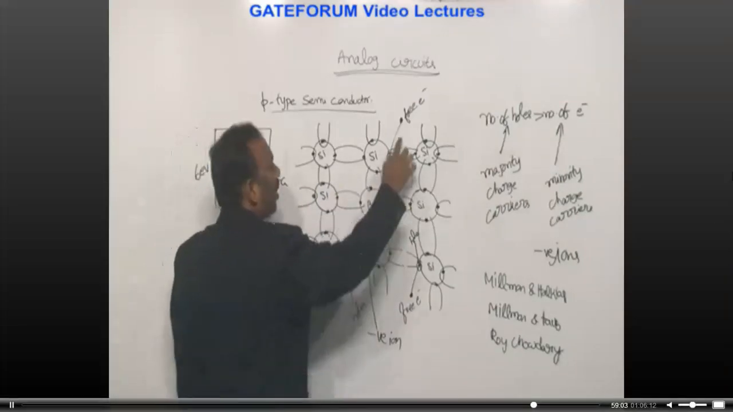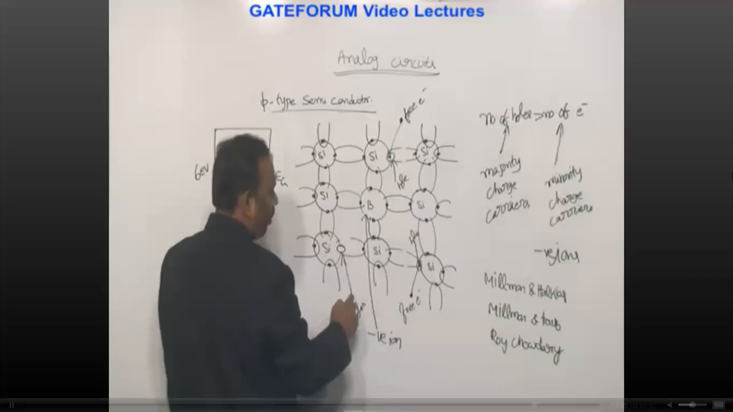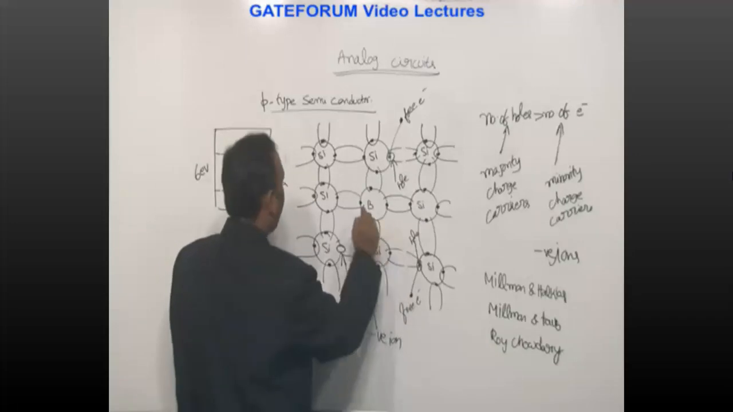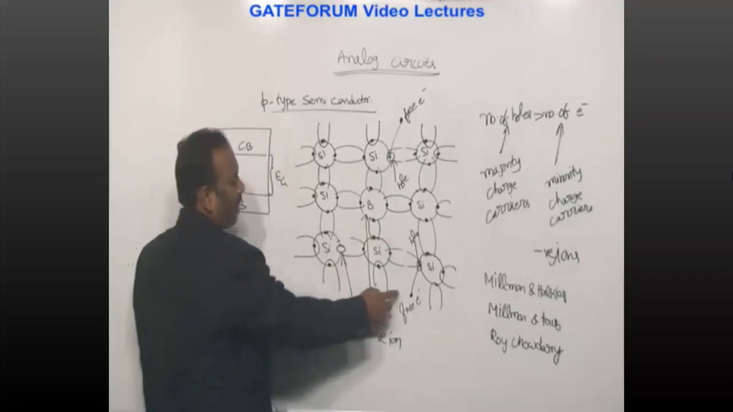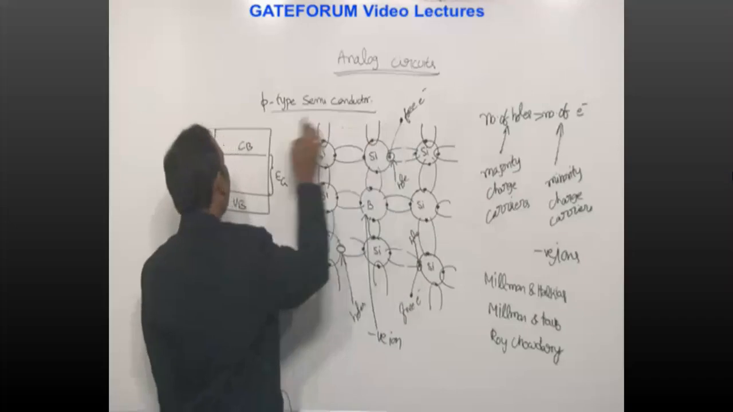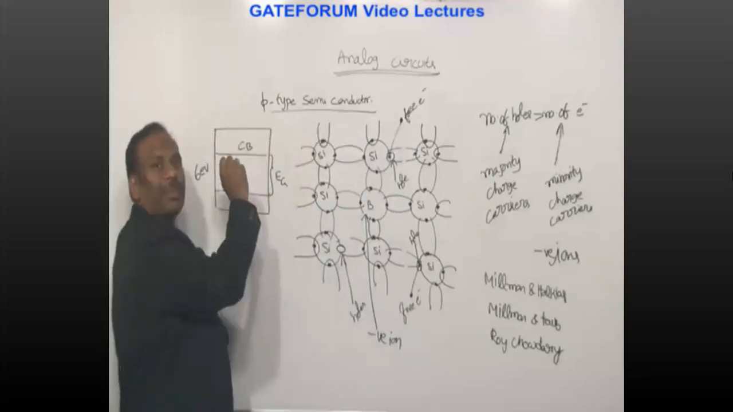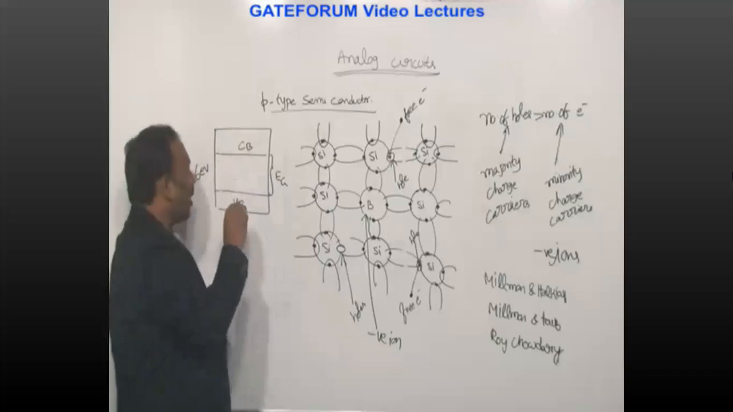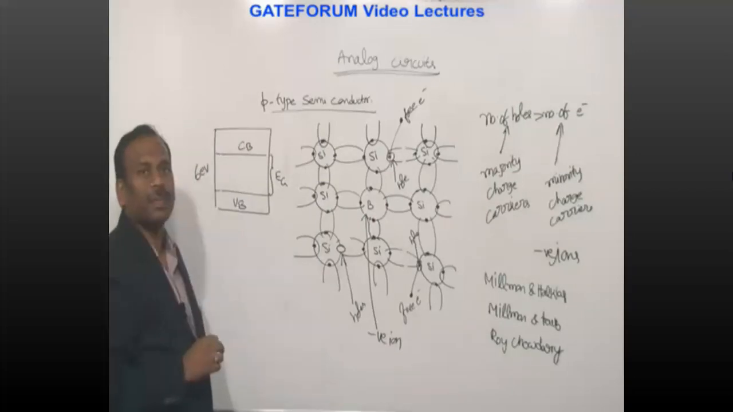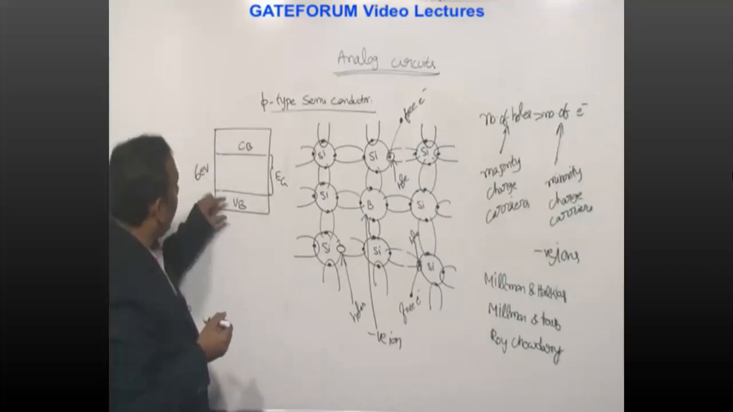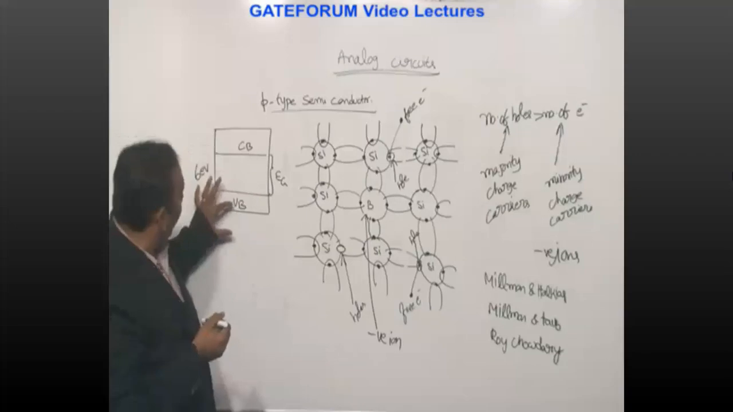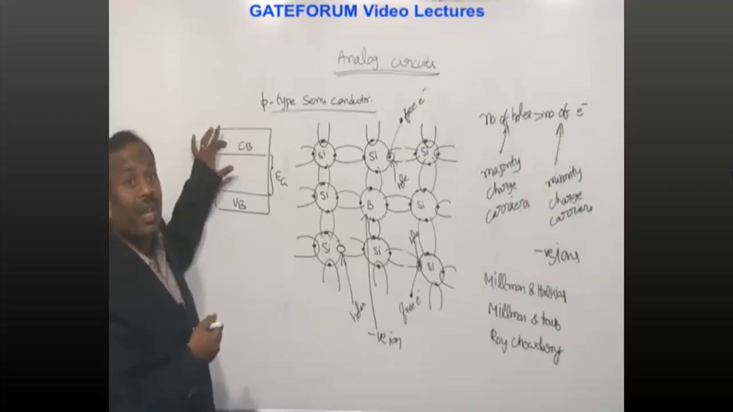Whereas there is one more kind of electron, the free electron. Where is that free electron? Those free electrons' energy levels will be here. That means free electrons will be here, valence electrons are here. So if we give this much energy to a valence electron, it becomes a free electron.